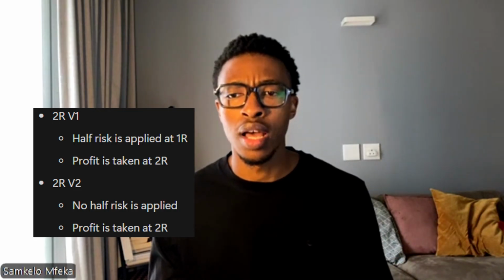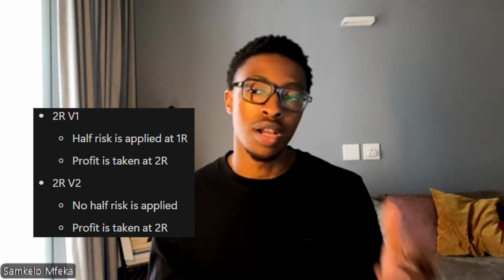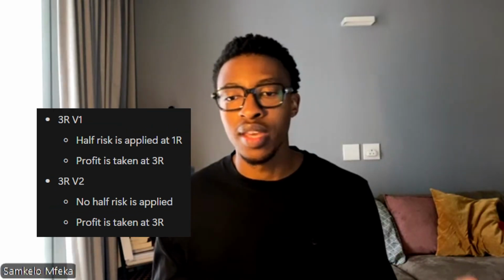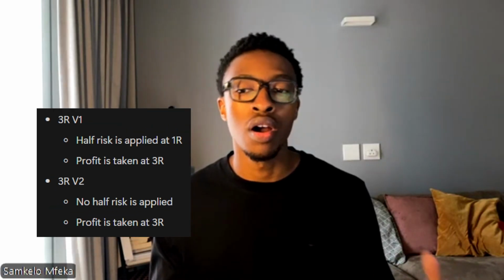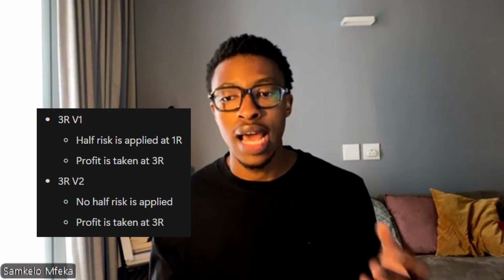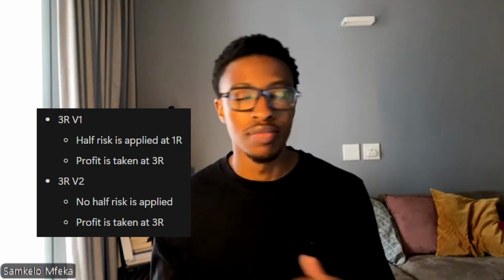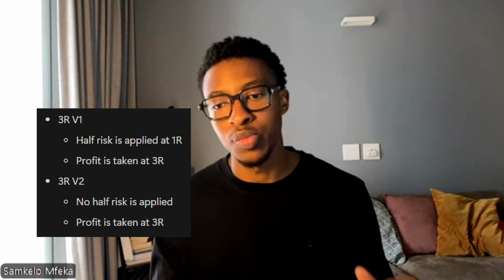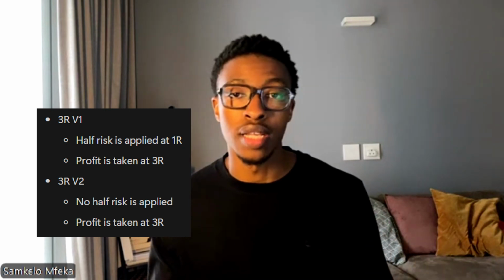Of those two, 2R V1 is my current strategy. Well, current before I'm changing it now. And then looking at 3R, it's the same thing, V1, half risk at 1R, and then profit is taken at 3R. And then V2, no half risk, so no active management, set and forget type of thing.